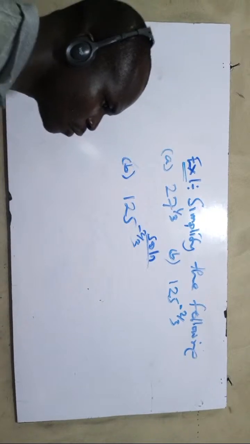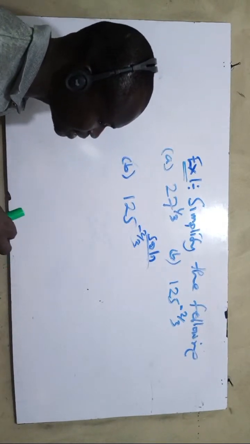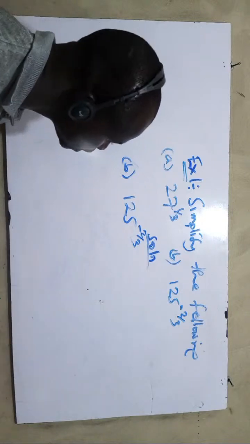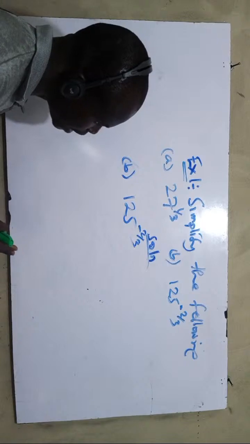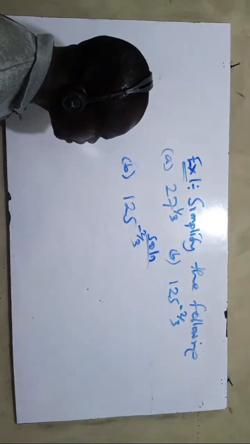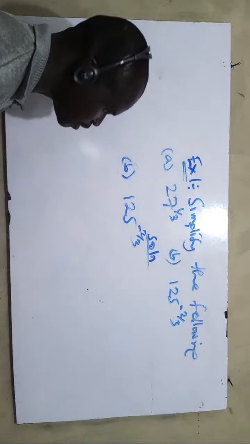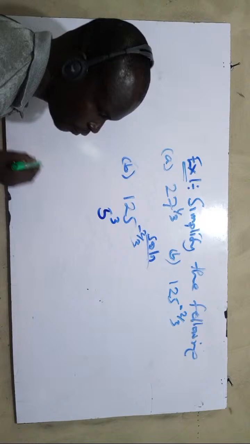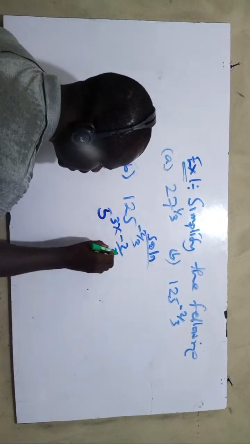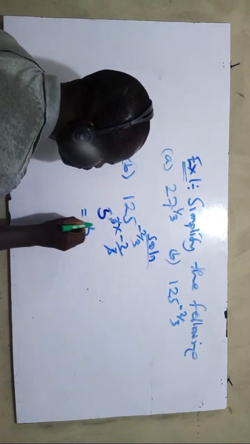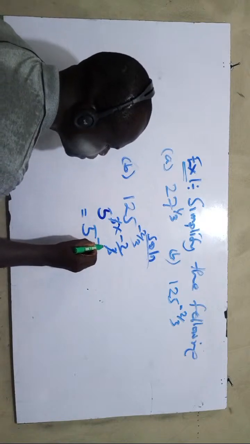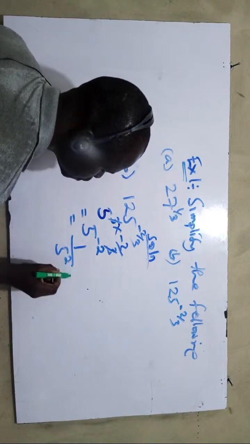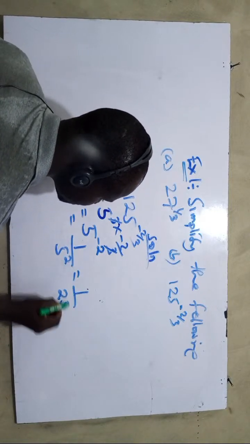125. Of course, what first comes to my mind is that it can be 5 raised to some power. You just have to think, 5 times 5 is 25, 25 times 5 is 125. So I can change this 125 to 5 raised to power 3, multiplied by minus 2 all over 3. This takes care of this. Then at the end of the day, I'm going to have 5 raised to power minus 2, which is the same thing as 1 all over 5 raised to power 2, and the same thing as 1 all over 25.